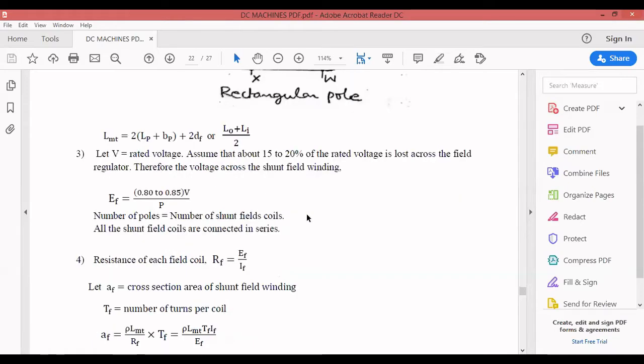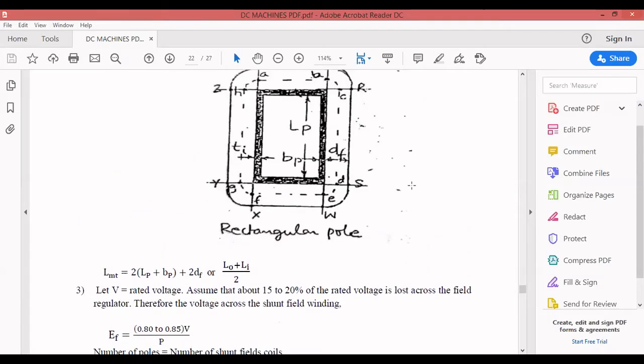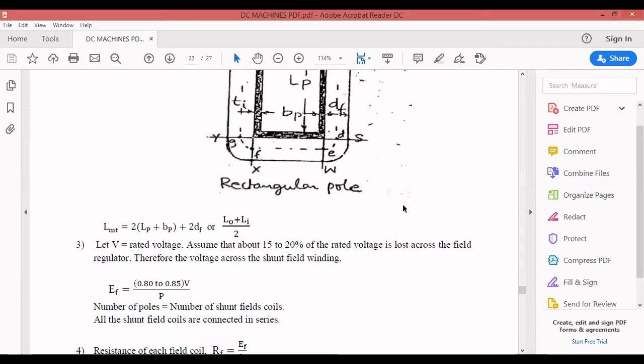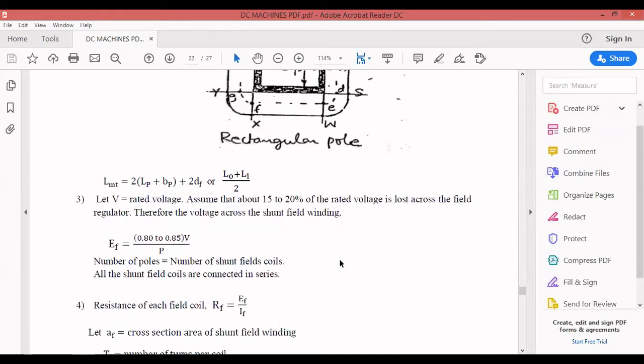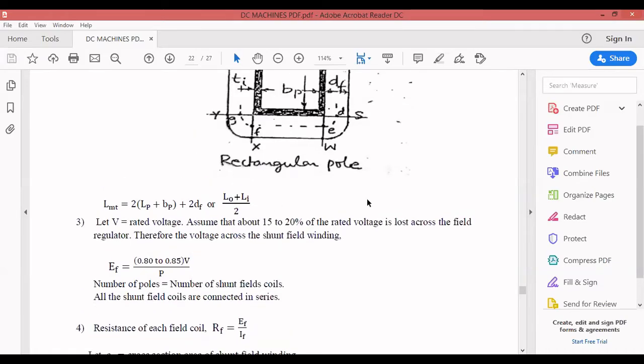Let us come to the third step. Let V be the rated voltage. Assume that 10 to 20% of rated voltage is lost across the field regulator. Therefore, the voltage across the shunt field winding. Normally, if you excite this field winding, around 15 to 20% will be a power loss. So only 80 to 85% of the voltage will be available across the field winding. That is the meaning. The remaining goes as power loss, the drop across the regulator.